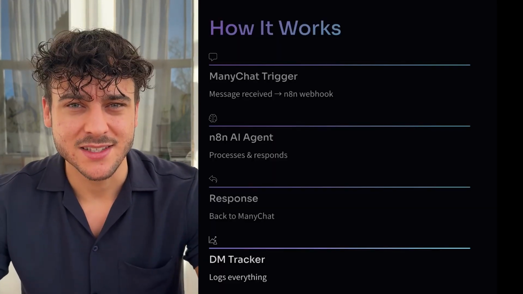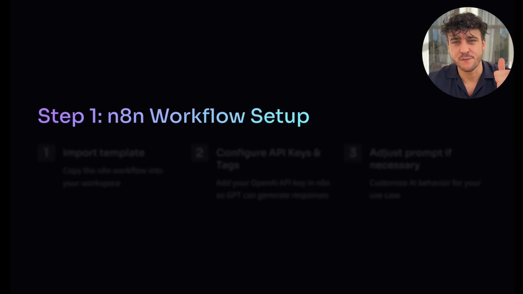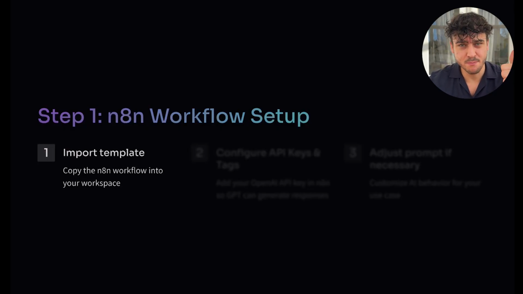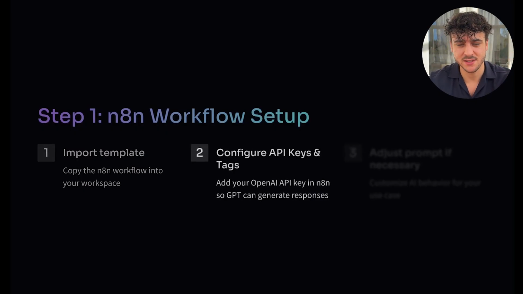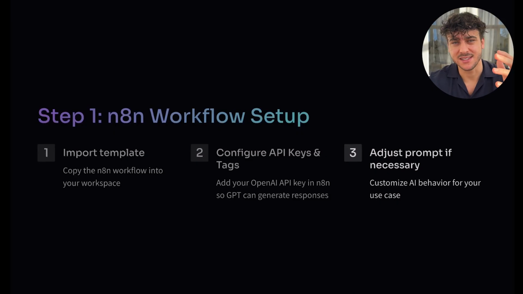Now, without wasting any time, let's get directly into the setup, and the first thing you're going to have to do is set up your n8n workflow. For this, all you need to do is import the template that I'm about to provide you with and copy it into your n8n workspace, configure a couple API keys and tags so that it connects with ManyChat, and it's very easy to do. I'm going to show you exactly how to do that, and adjust any prompts if necessary depending on the specific use case that you're trying to build.